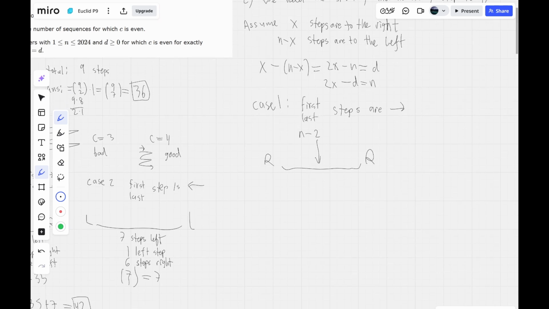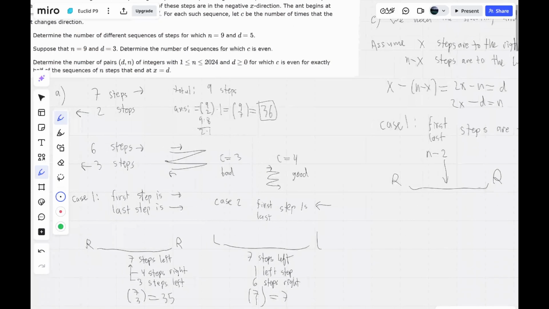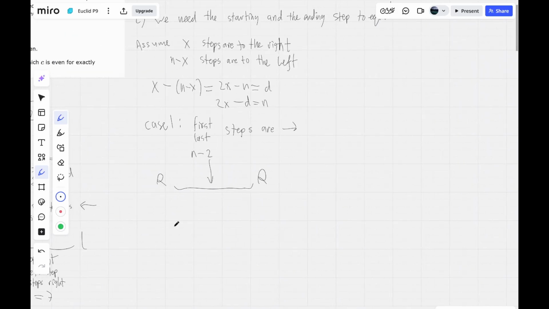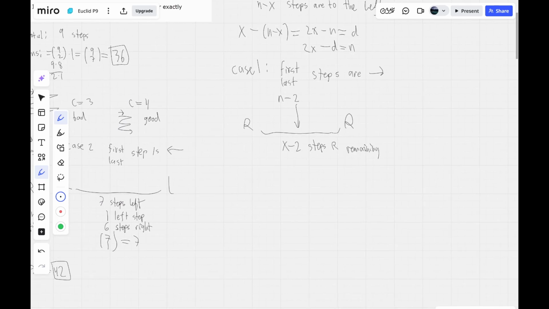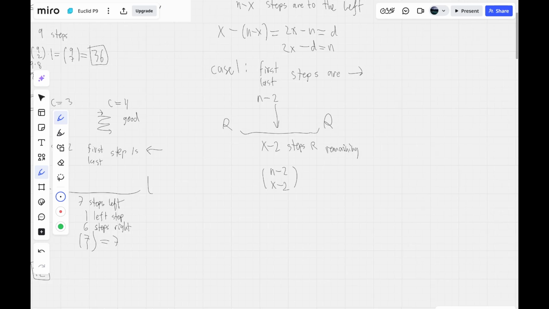Of the N minus 2 steps, we are making a total of X steps to the right. That means there are X minus 2 remaining. Right? So the total value of this case, we can just evaluate that, same as last time, is N minus 2. Of the N minus 2, you can choose X minus 2 to be steps to the right, and then the remaining are going to the left. We don't need to have a second expression for this. 1 is enough.